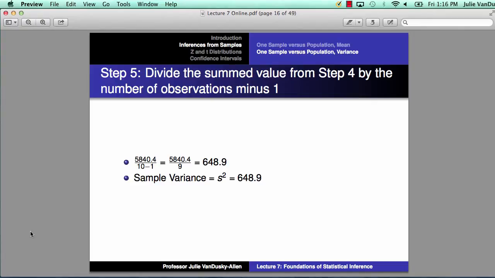Note that all we are doing here is calculating the average deviation from the mean. We added all the deviations together and divided by the total number of observations minus 1. That is almost like calculating an average.